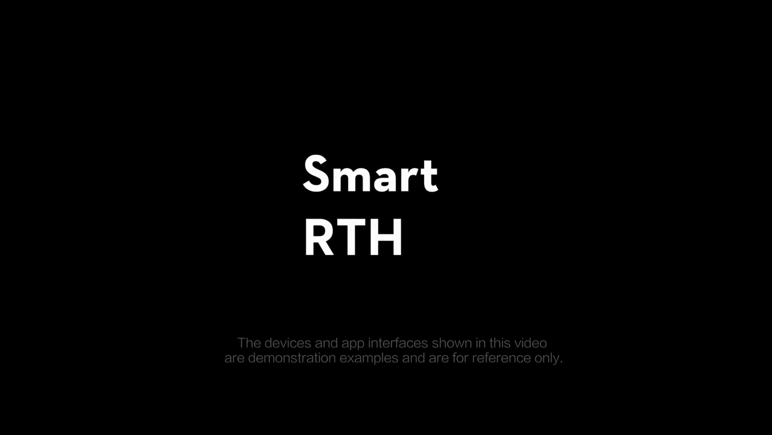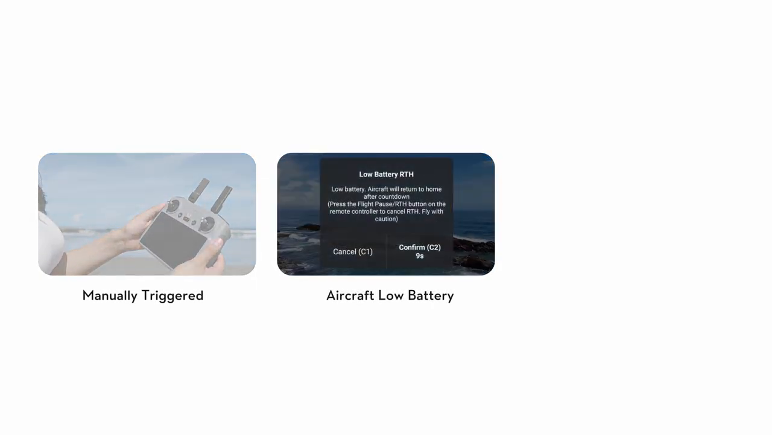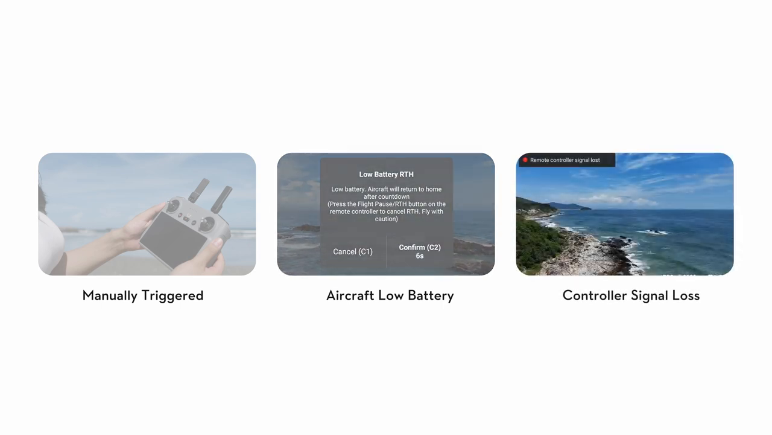Smart RTH. RTH can be triggered in 3 ways. Manually triggered, automatically triggered by the aircraft low battery, or automatically triggered by the control signal loss.